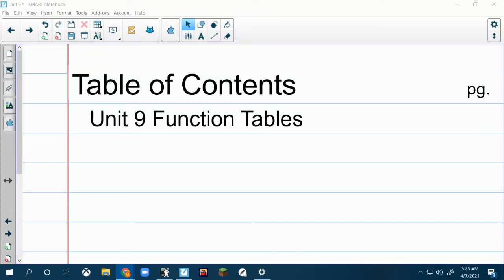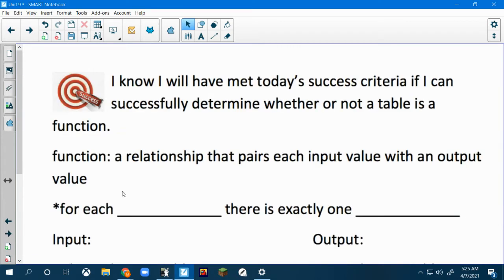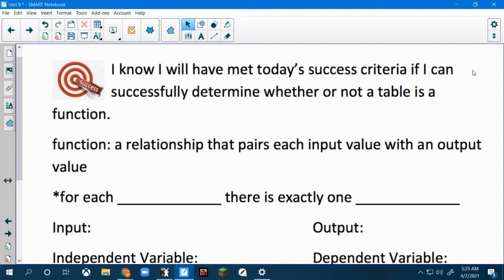Welcome to Unit 9, Function Tables. We're going to talk about function notation, starting with how to tell if something is a function based on a table. Let's get into it. Today we'll know we have met today's success criteria if I can successfully determine whether or not a table is a function.